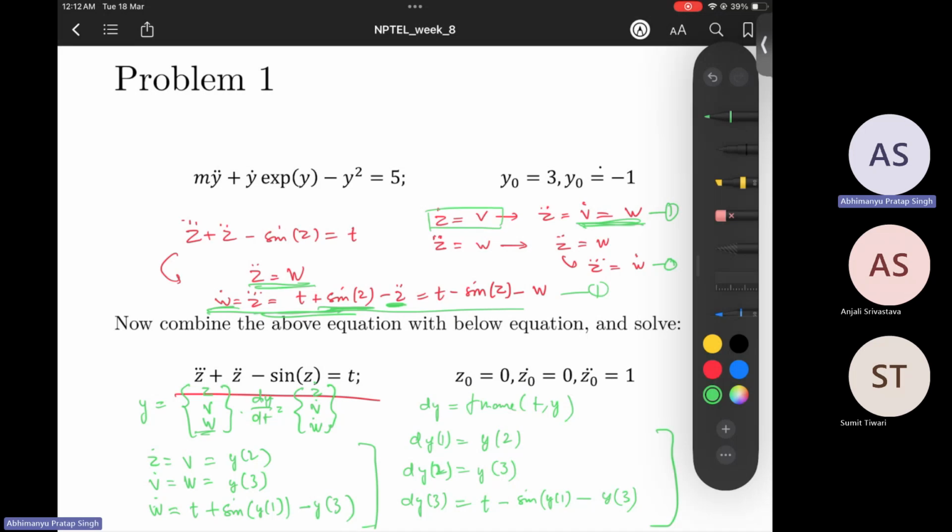Fine then. So now you just need to write a function with all these three first order ODEs, and the rest is simple. ODE45. Given the initial conditions that are given to you, you can simply solve this. Fine. So this is clear to everyone, right? Any one of you can speak.